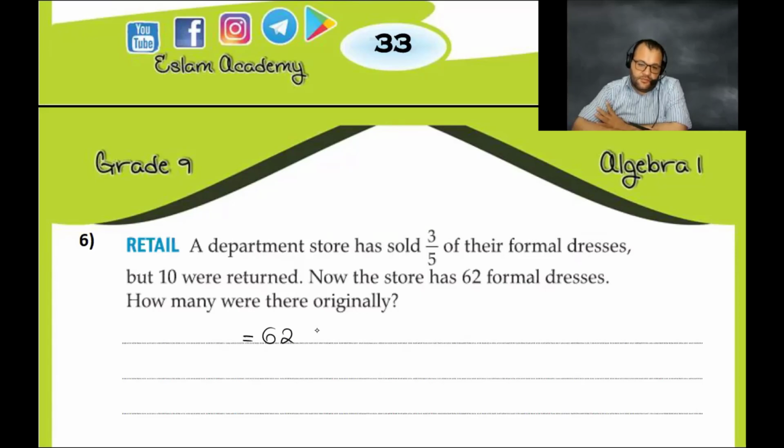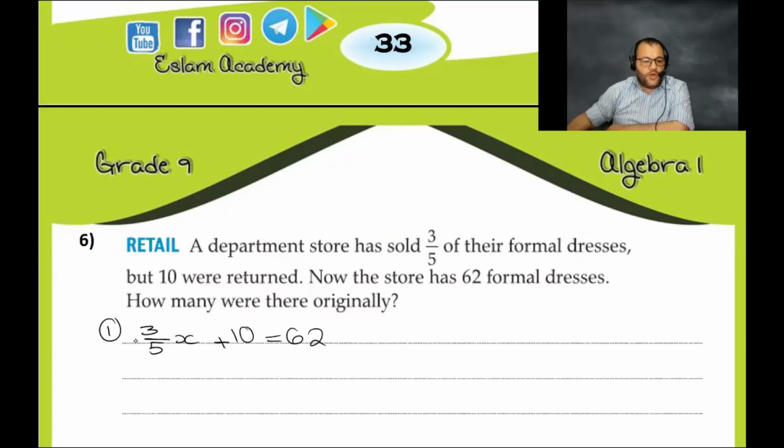I will write what you said to me: 3 over 5 x plus 10 equals 62. That's the first equation. Who agrees with this one? I do. Who disagrees? I do. If you disagree, give me the second equation.